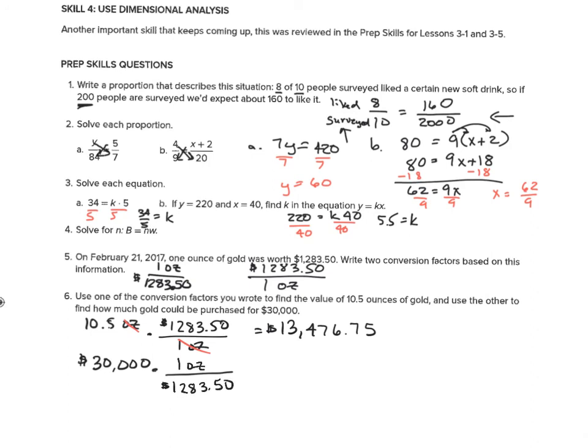So I looked up the answers to see what they wanted us to round to, and it looks like they want us to round to the nearest tenth. So we're going to take the 30,000 and divide by $1,283.50, and we get 23 and 4/10 ounces of gold. So our dollars are going to divide out there.